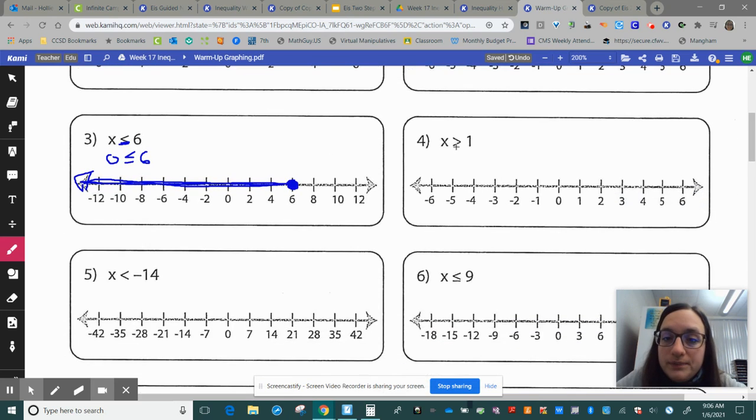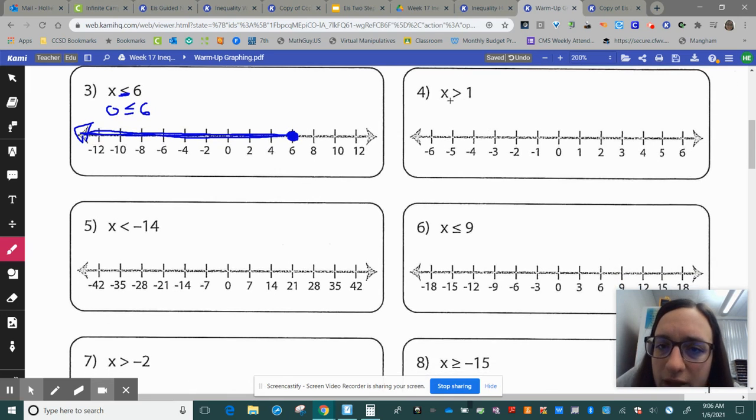Number 4, x is greater than 1. So at 1, we see if we have a dot that's open or closed. Open or closed. See how there's no or equal to line underneath? We can't touch it, so it's going to be an open circle. Now, we pick 0, right? If I pick 0, is 0 greater than 1? 0 is not bigger than 1. No, which means we can't color on this side. We're actually going to color on the other side.